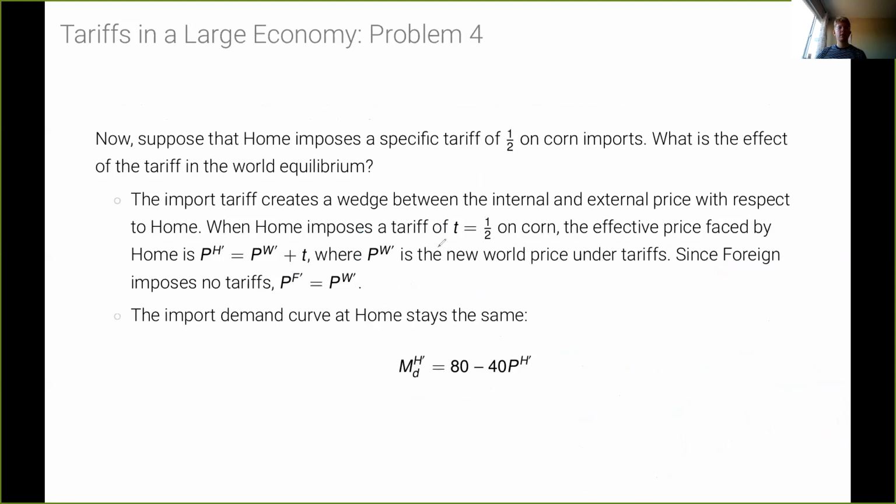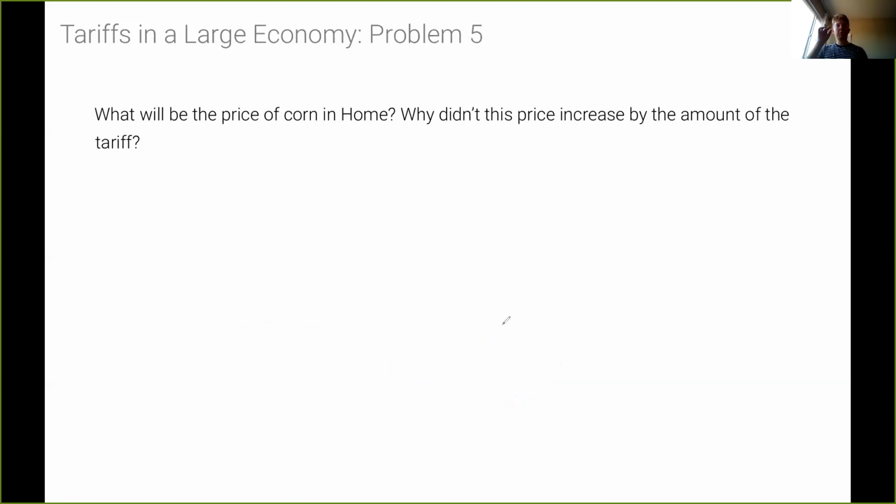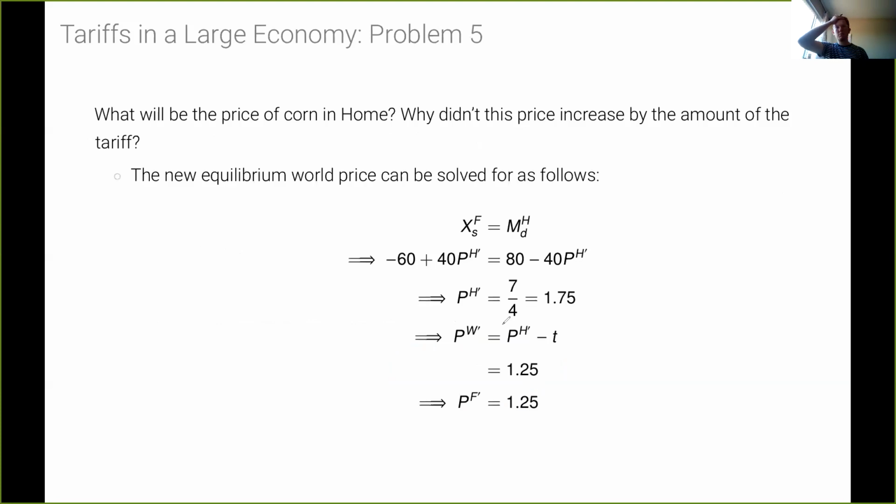So now let's consider the import demand curve at home. Since we've rewritten everything with home's new price, the import demand curve at home is just going to stay the same. This is the same as the import demand curve that we saw previously. Instead of the world price there, we're just substituting in home's new price. So what is going to be the price of corn at home, and why didn't this price increase by the amount of the tariff?